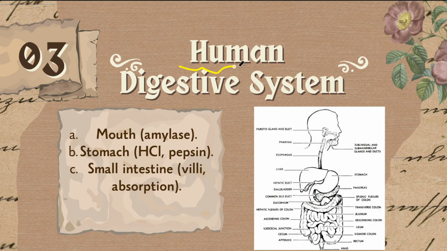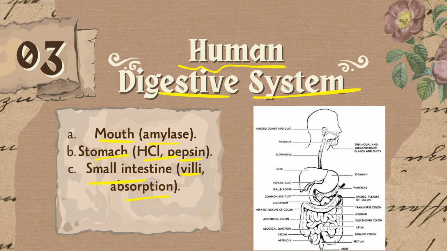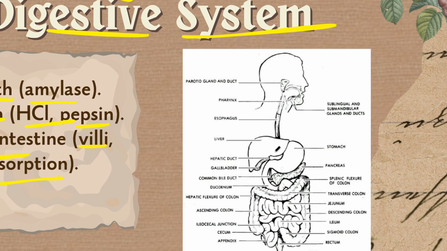So here comes the human digestive system. What is this human digestive system? First we have the mouth, which has amylase. Stomach, which has HCl and pepsin. Small intestine, villi and absorption. As you can see here, children, this is a diagram. From here we are going to intake food. First it goes to the stomach, where it stays, and when the pancreas releases its secretions, it goes through the intestines and then out through the anus.